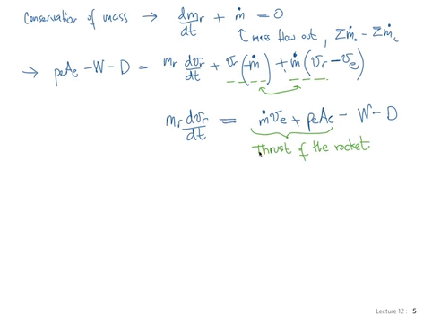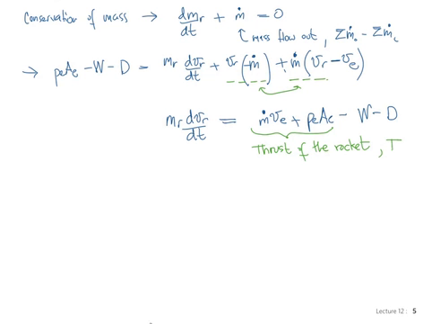If the overpressure of the rocket, if it was a free jet, then this pressure would be atmospheric pressure and this term would be 0. And we would just have m dot v exit. But we leave it here because in a more general case, the jet might be overpressured. Okay? This is the thrust of the rocket.